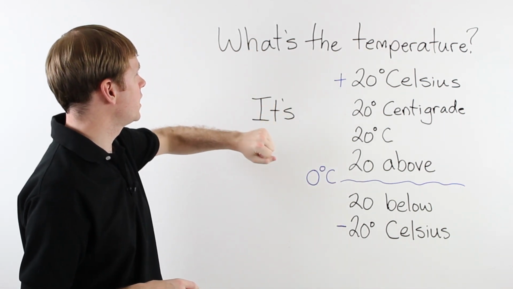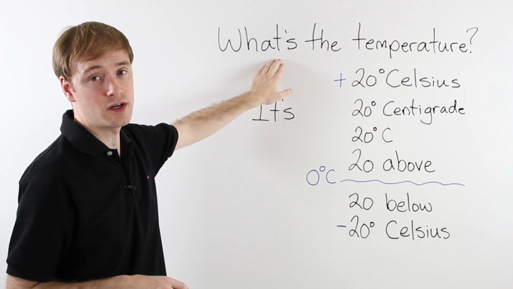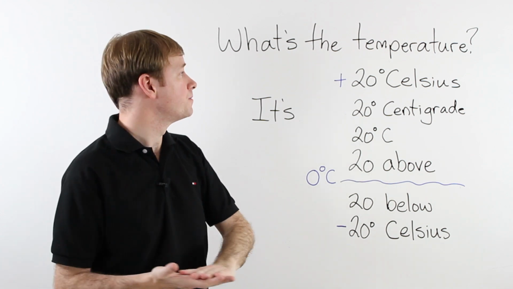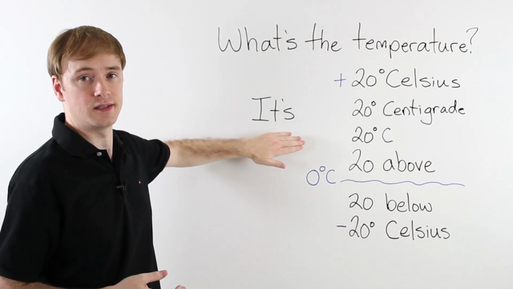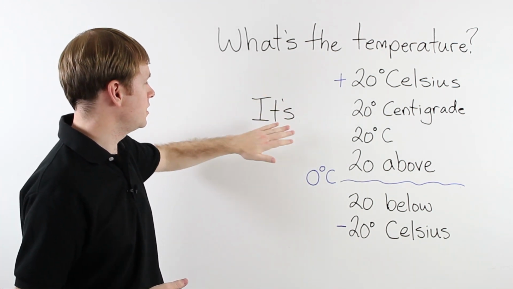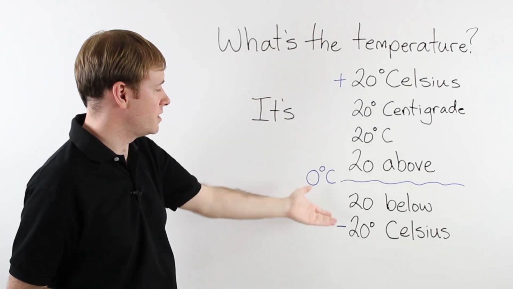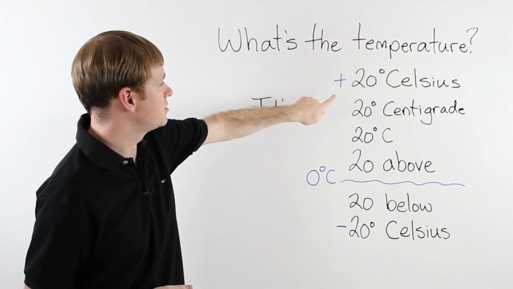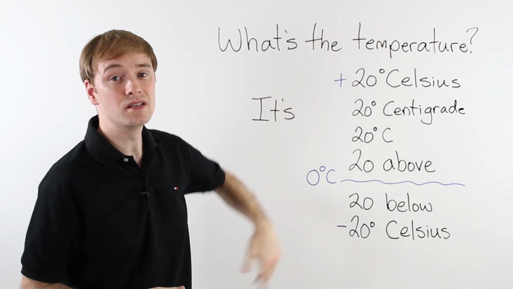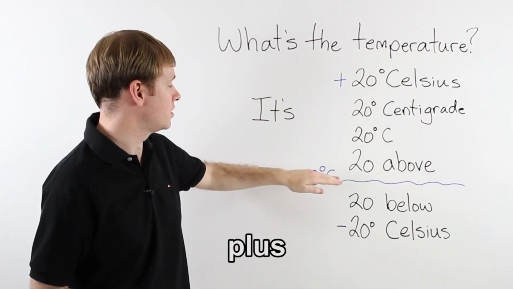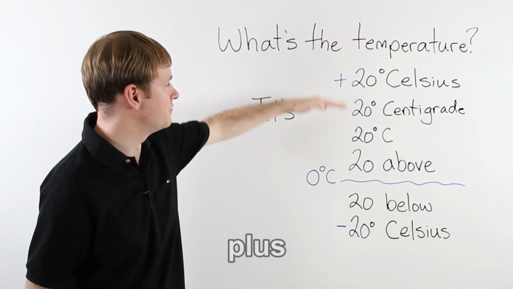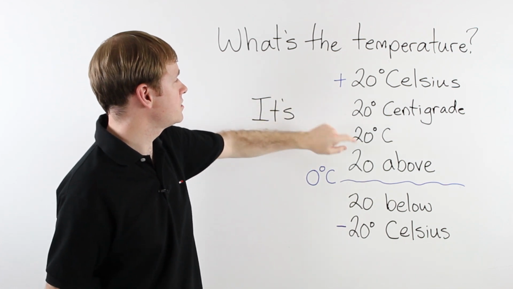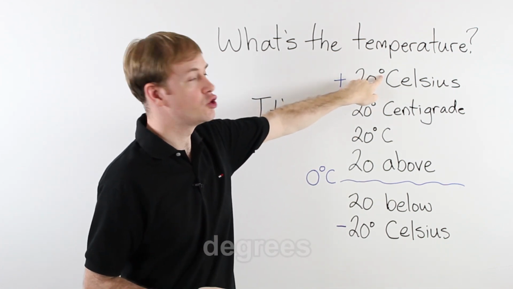So look at the board, and I'm going to start with this question. What's the temperature? What's the temperature outside? You should begin your answer with it's. Okay, what's the temperature? It's, and I have many ways to express the temperature. Let's start up here. So what's the temperature? It's, this symbol means plus. Plus, this means it is above 0 degrees. Okay, it's warm. It's plus 20 degrees.